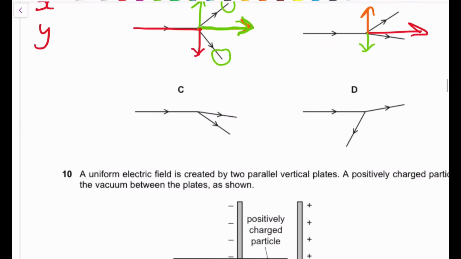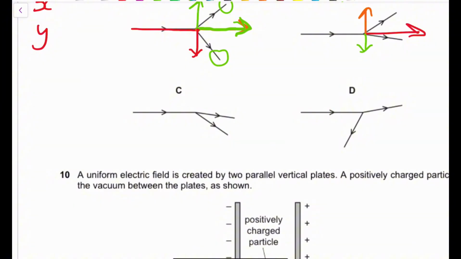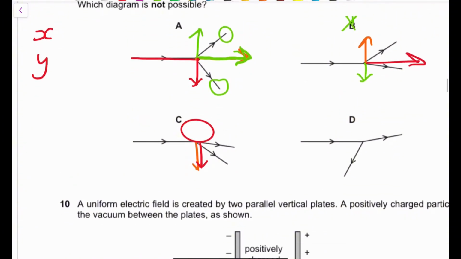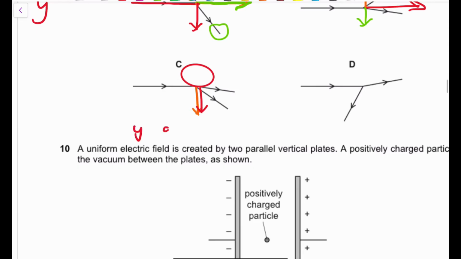But look at C. Both of these two are sort of inclined to this direction. If we're to resolve them, they're all going to point down, right? One is going to point down and the other is also going to point down. And there's nothing pointing upwards, right? So it is not possible because momentum in the Y is not conserved. Momentum in the Y is not conserved, okay?